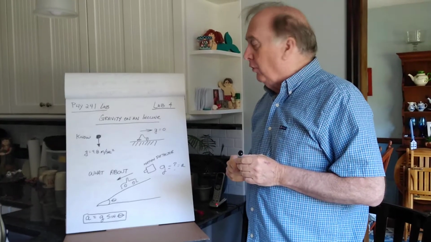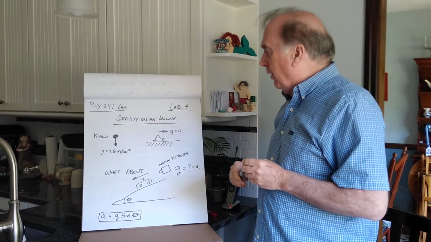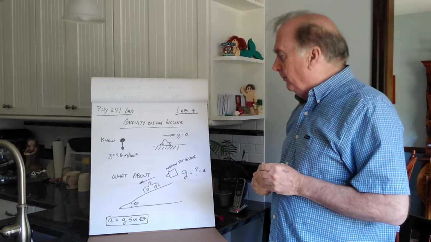This is Physics 241 Laboratory. This is lab number 4. Today we're going to do gravity on an incline.